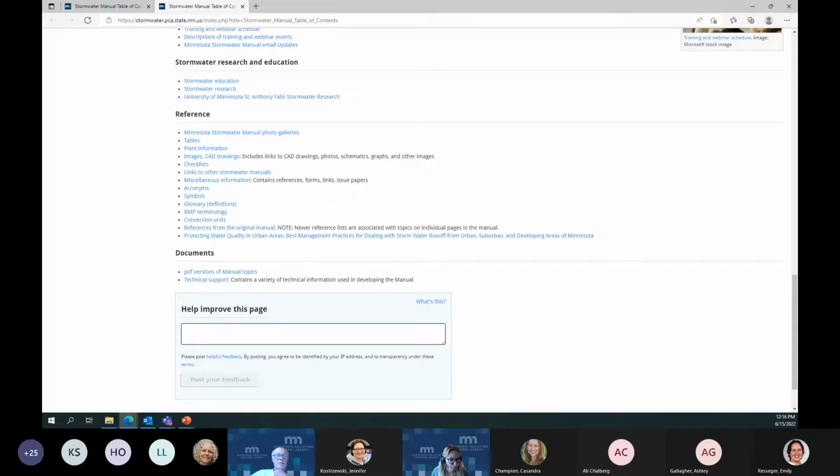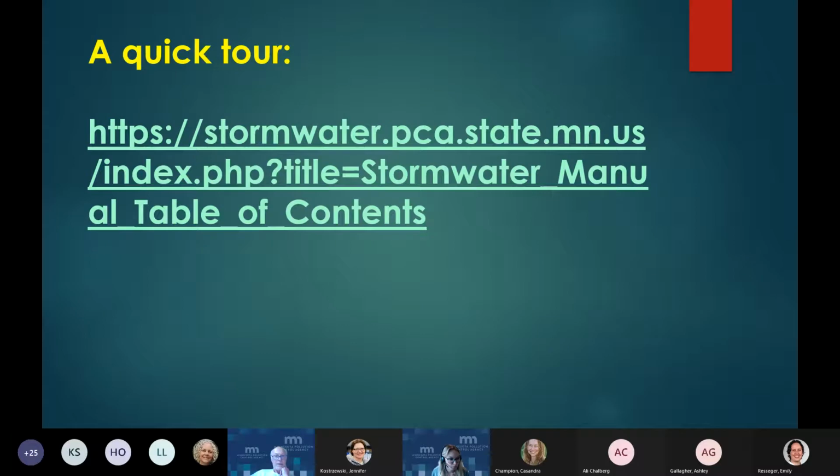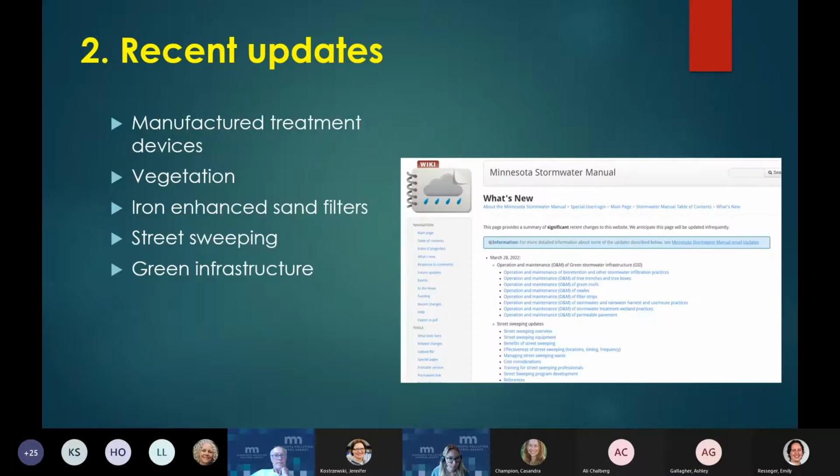It's designed to be like Wikipedia, where you move from page to page. On any given page, you'll find lots of links to other places in the manual or outside of the manual. So let's go ahead and go back to the PowerPoint. And then the next slide.